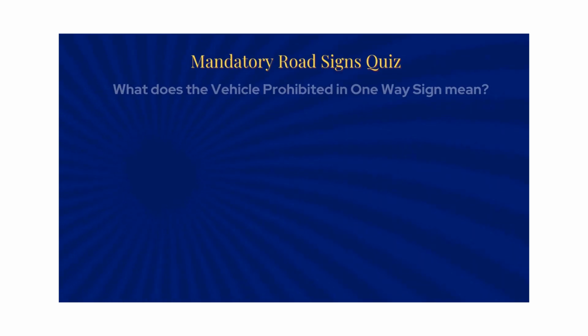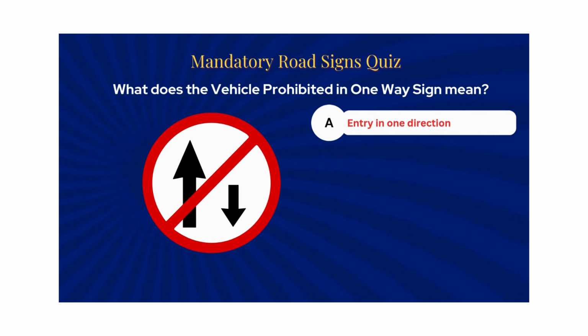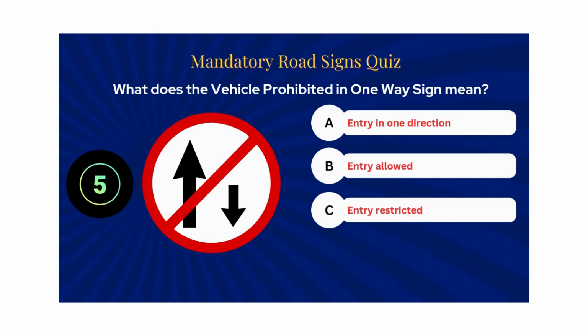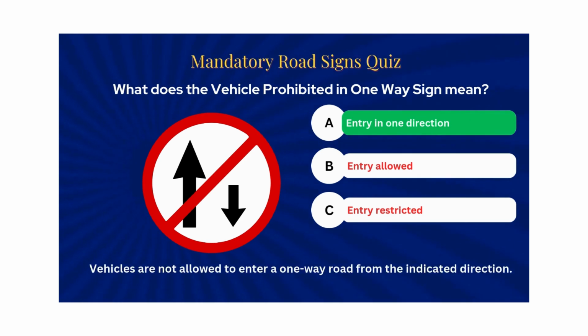What does the vehicle prohibited in one-way sign mean? Options are entry in one direction, entry allowed, and entry restricted. The answer is entry in one direction. Vehicles are not allowed to enter a one-way road from the indicated direction.